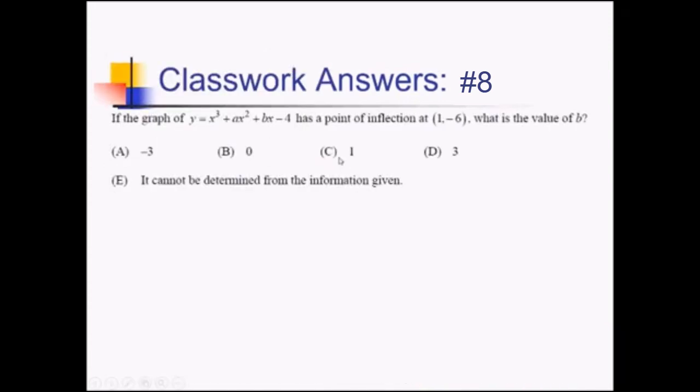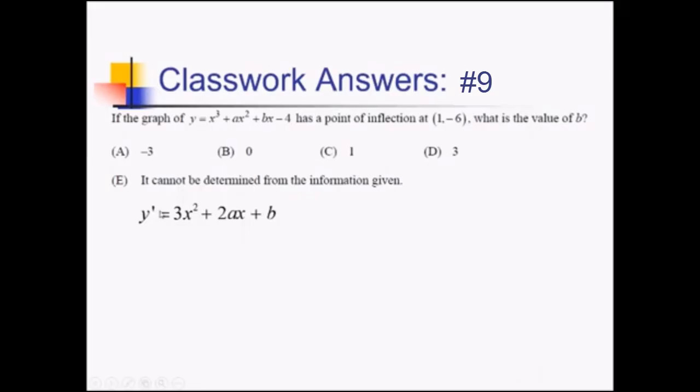For this problem, we want to know if the graph of x cubed plus ax squared plus bx minus 4 has a point of inflection at (1, negative 6). What's the value of b? So to figure this out, first let's figure out where the second derivative of this expression equals 0. That's the only critical value we need to worry about, since it's a polynomial and it's not going to be undefined anywhere. Let me take y prime first. So we have 3x squared plus 2ax, because a is a constant, plus b, and that's it. Negative 4 just becomes 0.